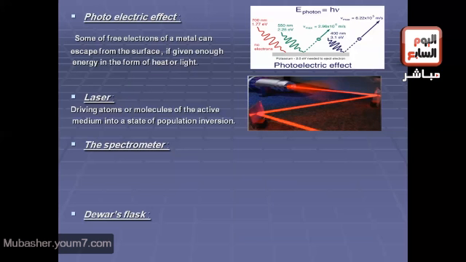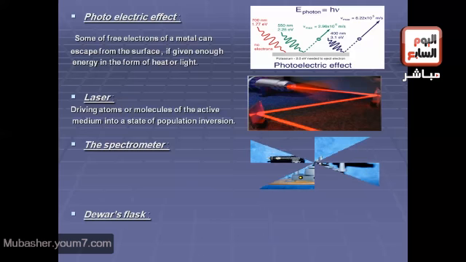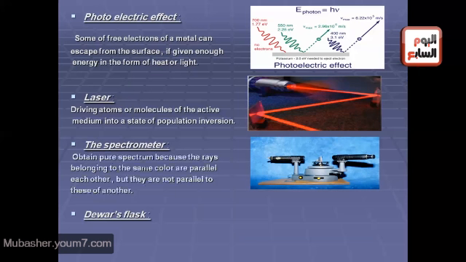Okay, another question. The spectrometer. This is the shape of a spectrometer, and it depends on what? Obtaining a pure spectrum, because the rays of the same color are parallel to each other, but they are not parallel to those of another color. So we can analyze white light into its components and obtain a pure spectrum, as we said before.